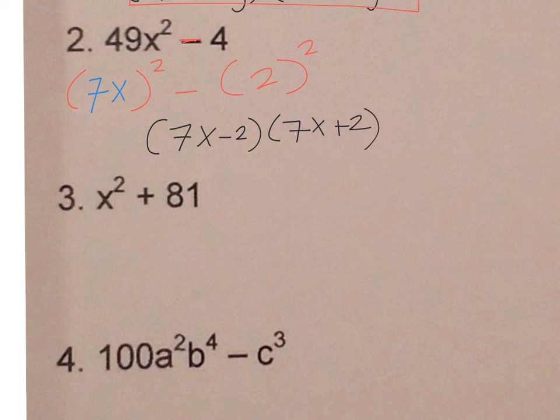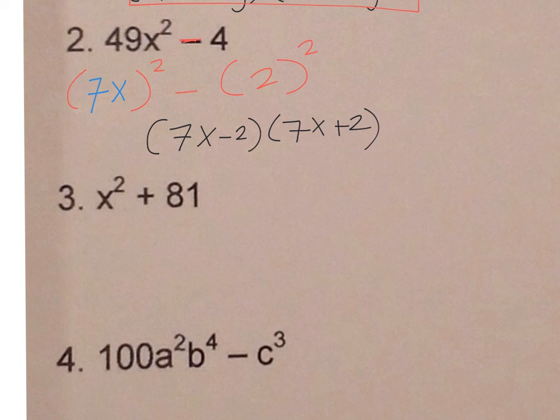Now remember to double check your work. You can always FOIL. And if you get that, then you are on the right track. That is correct. Now let's move on to number 3. Now I see a plus over here, so I cannot apply the rule of difference of two squares. I should have a minus over there. I should have a difference.